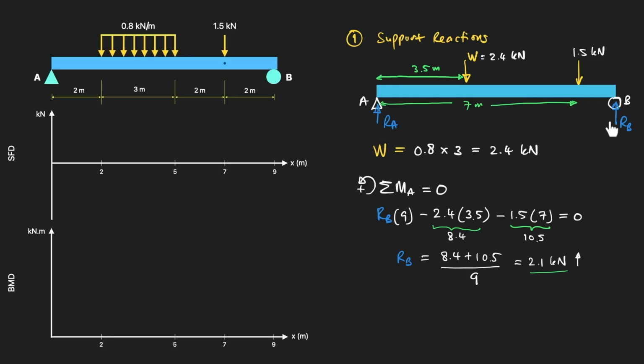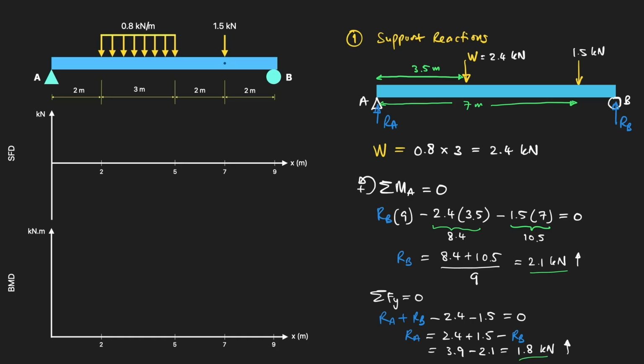Then we apply the equilibrium of the linear forces. Sigma Fy equals 0, upward positive: RA plus RB, minus the 2.4 kilonewton resultant, minus the 1.5 kilonewton point load, equals 0. So RA equals 2.4 plus 1.5 minus RB. With RB at 2.1 kilonewtons, RA equals 3.9 minus 2.1, equals 1.8 kilonewtons, positive upwards.